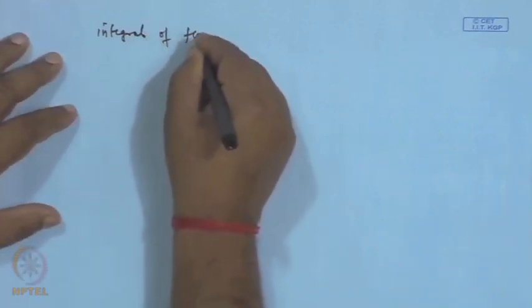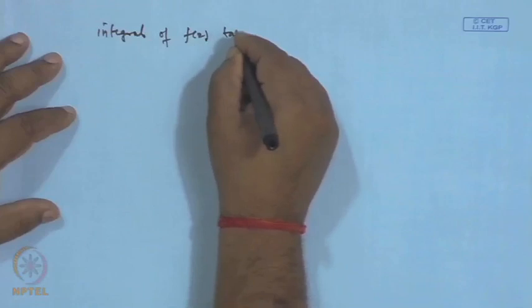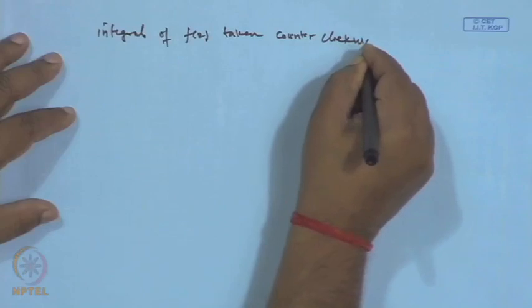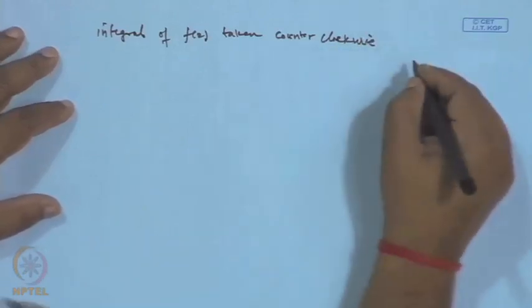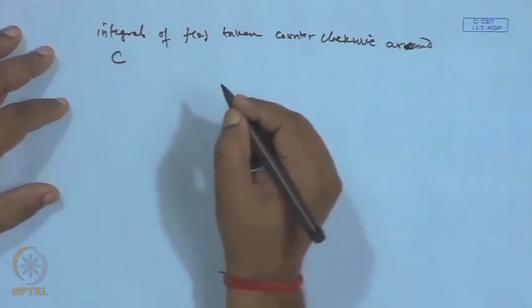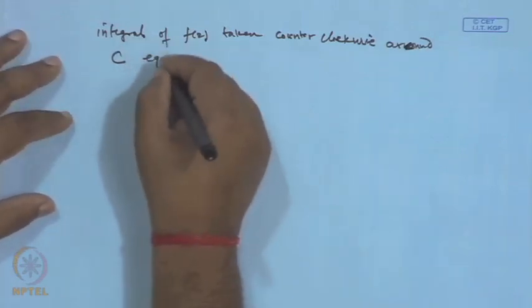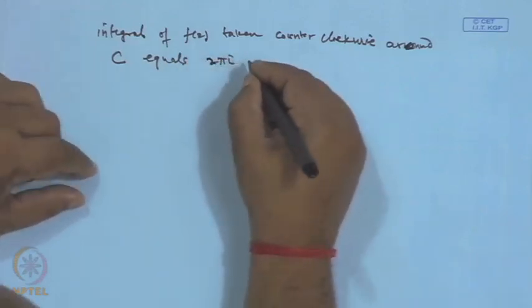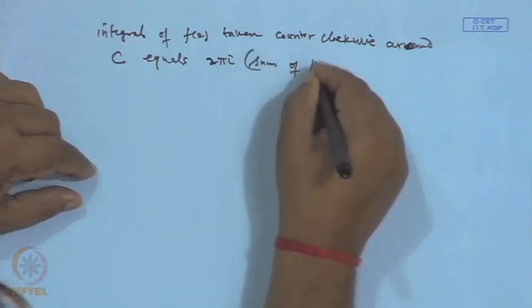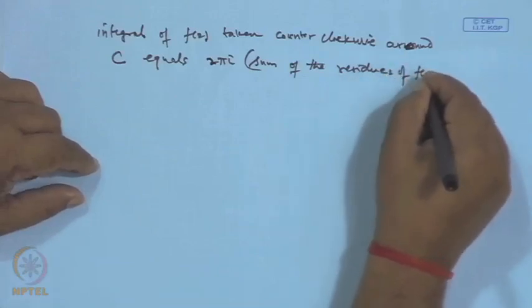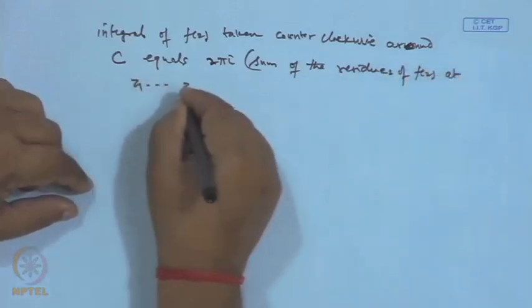of the function f(z), taking the counterclockwise direction around C, counterclockwise along C, equals 2 pi i times the sum of the residues of f(z) at these points z1, z2, ..., zk.